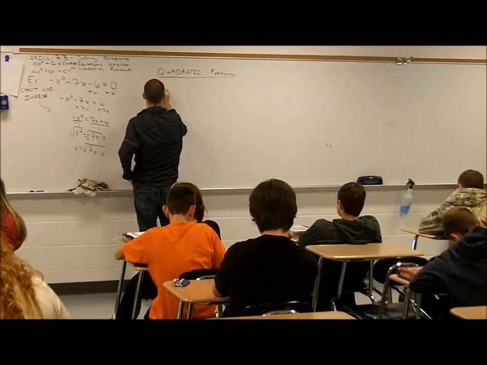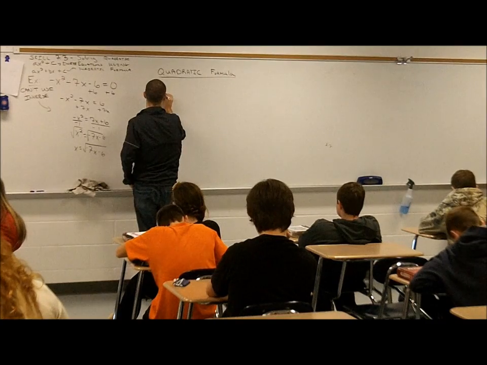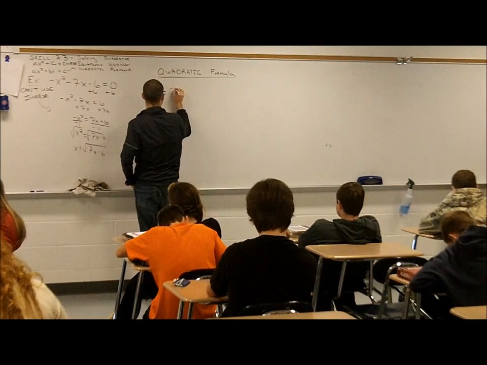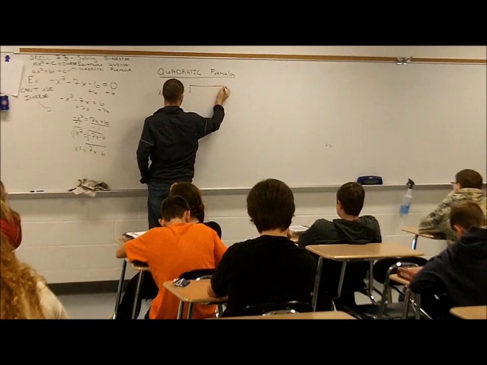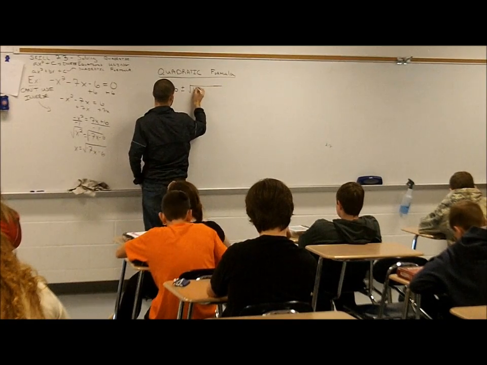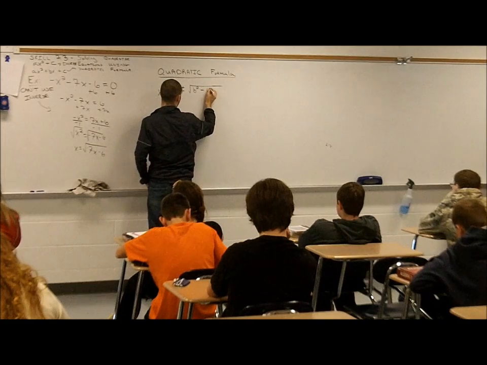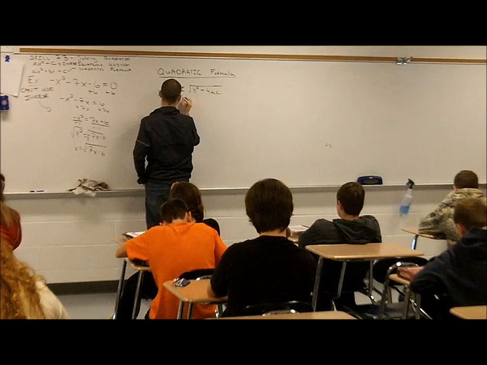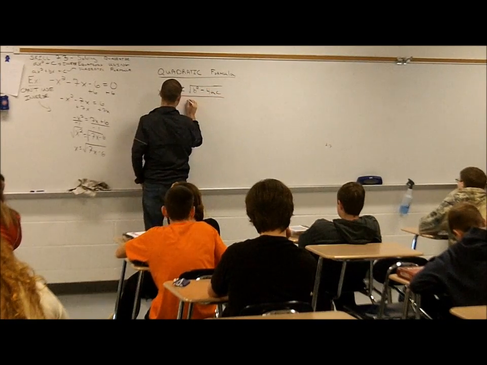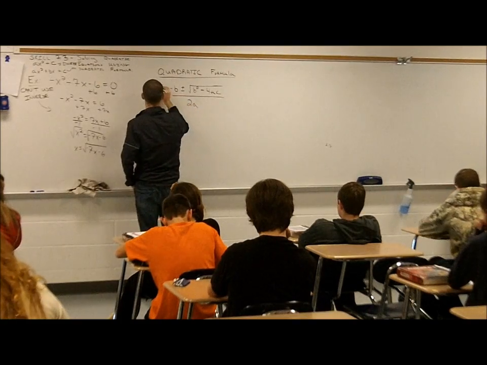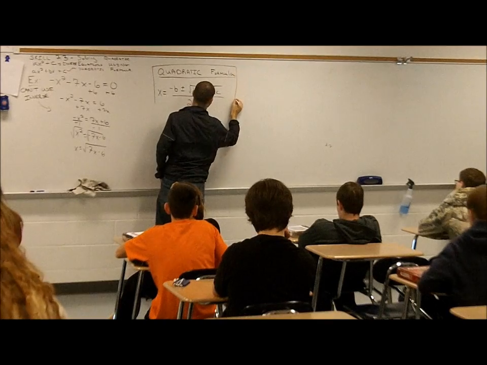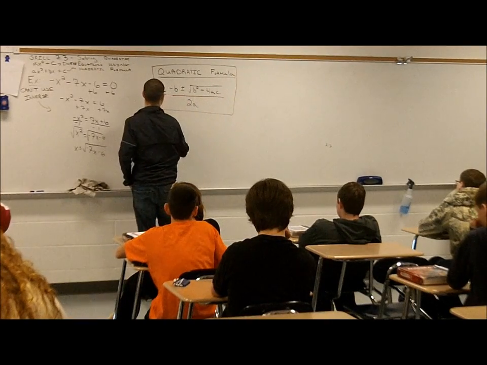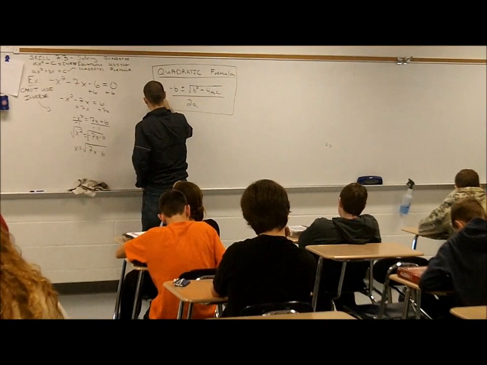And it is as such. x equals the opposite of b plus or minus the square root of b squared minus 4ac, all over 2a. Is that negative b? That is negative b, or the opposite of b.